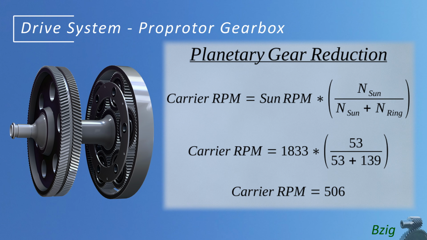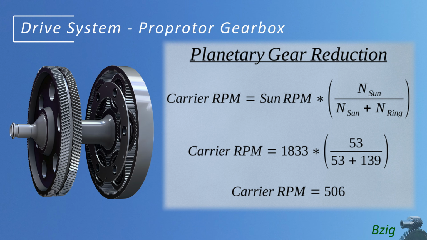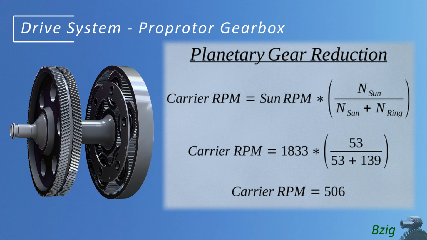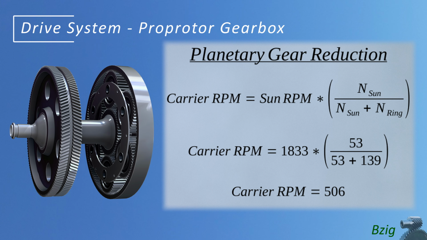The gear reduction math of a planetary is just a little more complicated than a simple ratio. That formula is on the screen if you're interested, and this results in a final rotation speed of the main rotors of 506 RPM.